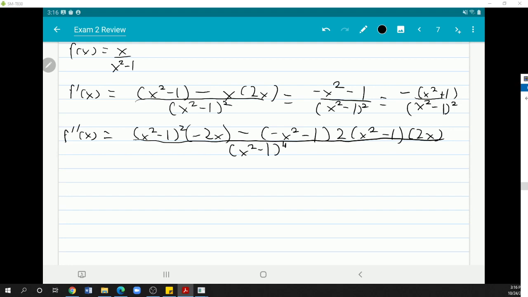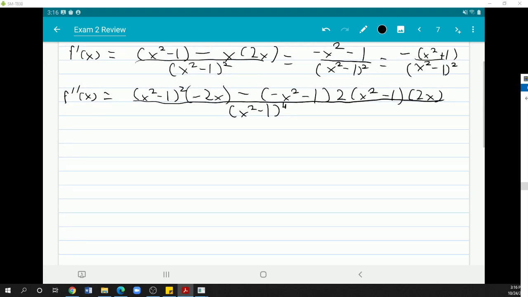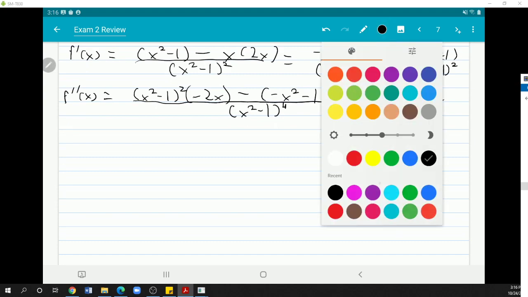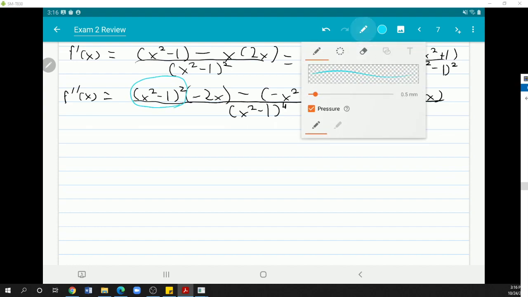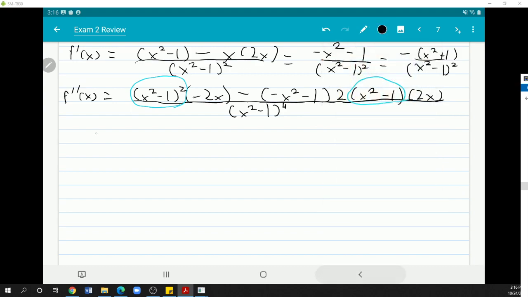And the thing that's going to save you a little bit of sadness on these quotient rule problems is you can factor out, just by using quotient rule, you can factor out one of these things. So here's x squared minus 1, here's x squared minus 1 squared. So I can factor out the biggest power, and I get f prime prime of x is equal to x squared minus 1 times x squared minus 1 times minus 2x minus, this 2 and this 2 make a 4x, so I have plus 4x times x squared plus 1.